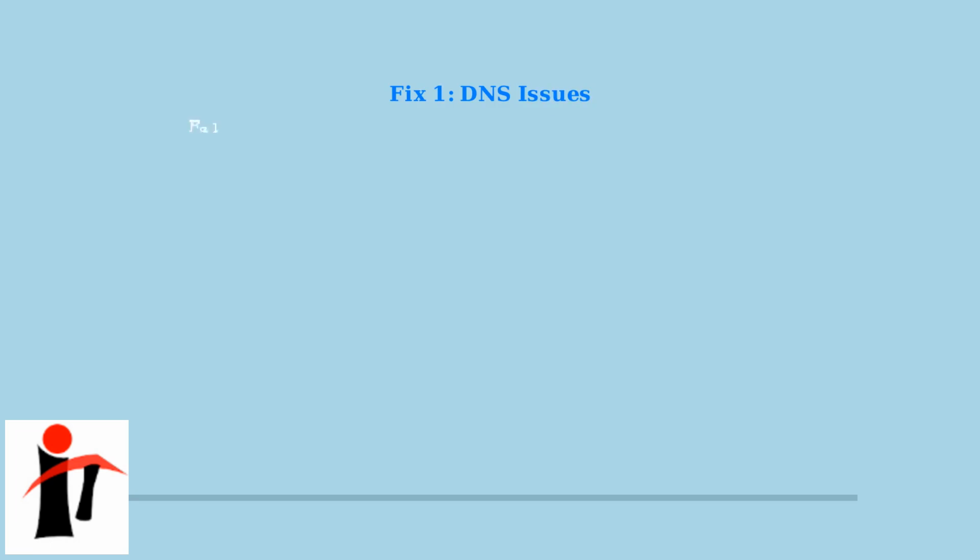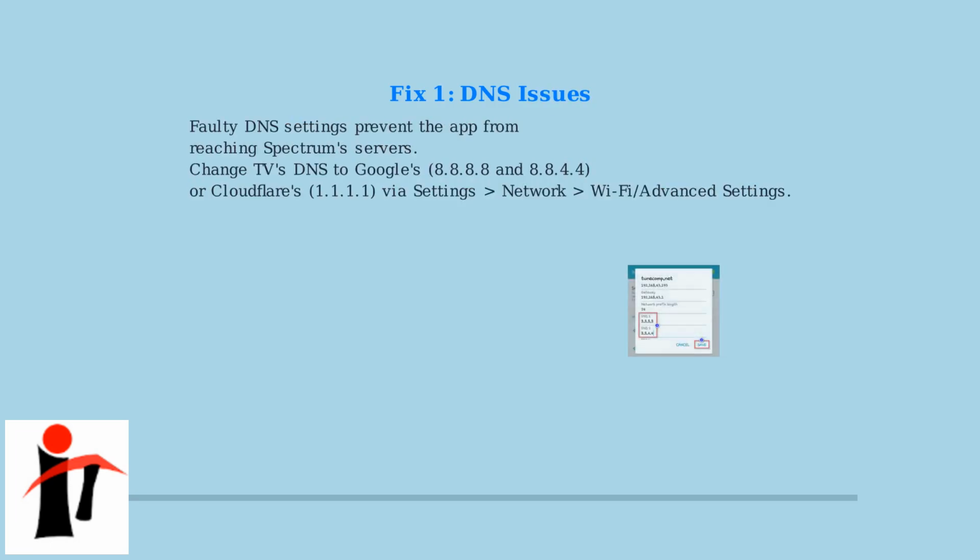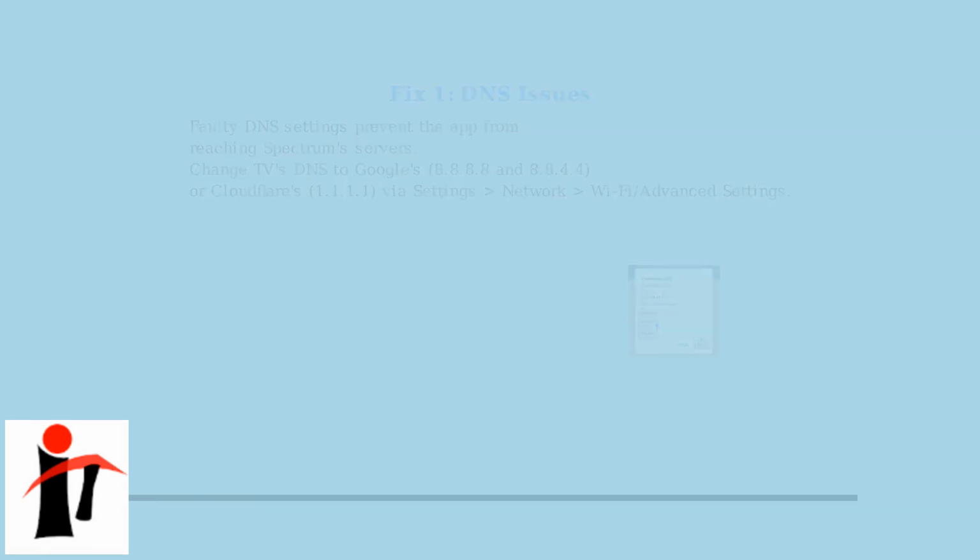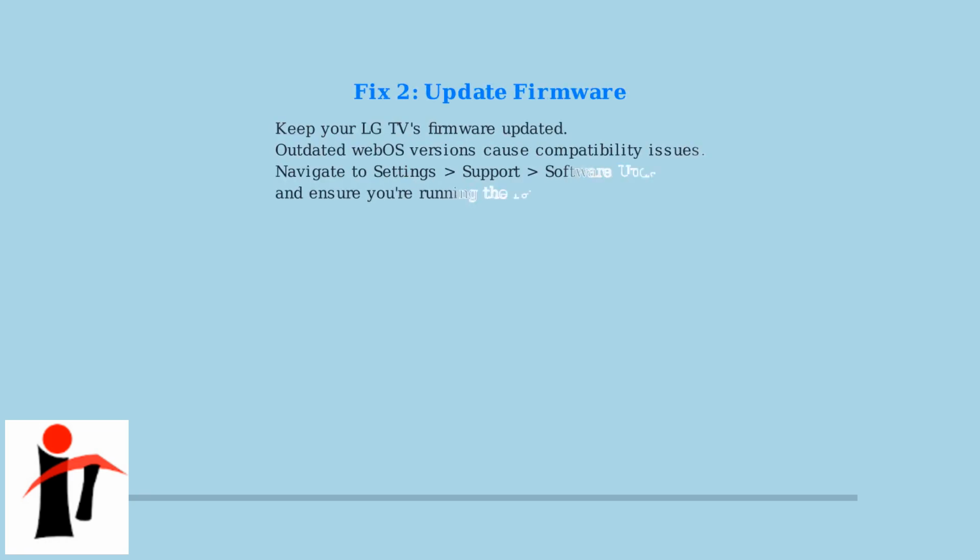One major cause is DNS issues. Faulty DNS settings prevent the app from reaching Spectrum's servers. You can fix this by changing the TV's DNS to Google's 8.8.8.8 and 8.8.4.4 or Cloudflare's 1.1.1.1 via Settings, Network, Wi-Fi Advanced Settings. Keep your LG TV's firmware updated.